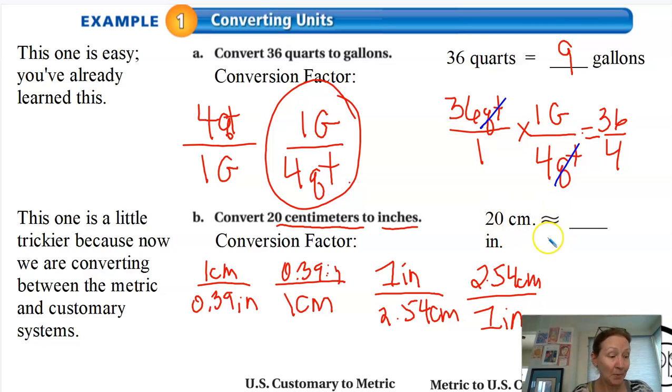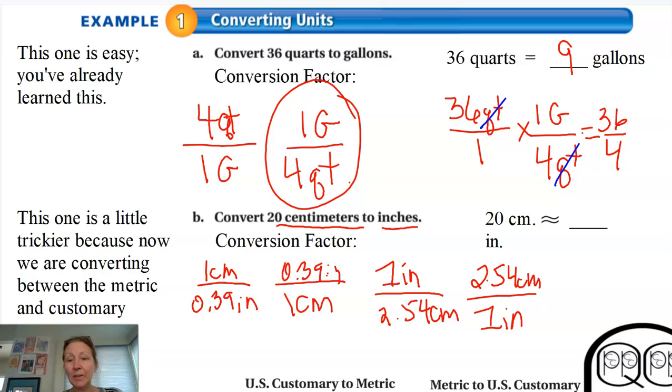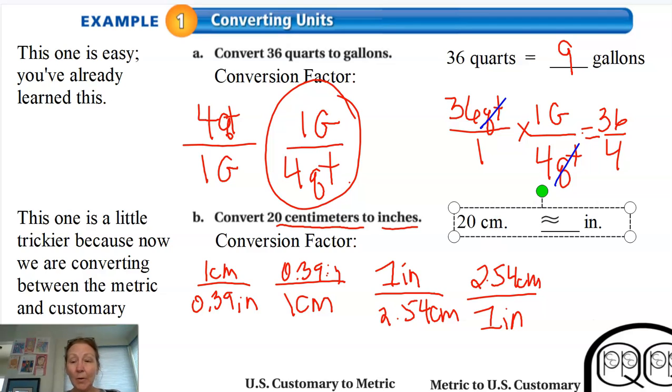I'm trying to approximate, and it's going to be approximate because there's a lot of decimal numbers there, and I'm going to have to round at some point. That's why this one divided equally, so I got exactly 9 gallons. This is not going to divide equally. Mostly, it does not divide equally when you convert customary to metric. Okay, so here I go. I'm trying to get my answer in inches, right? That's what I want my final answer to be in.